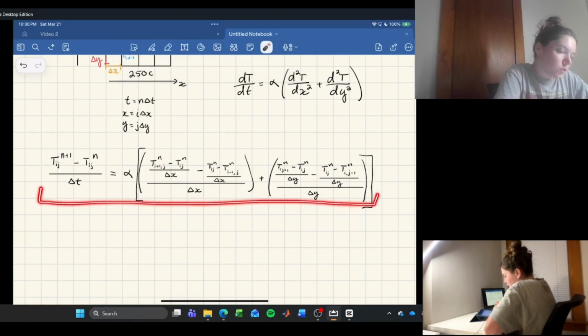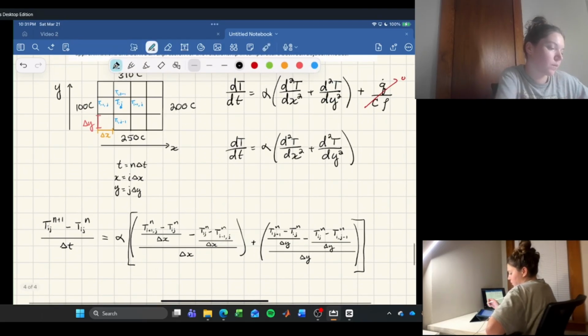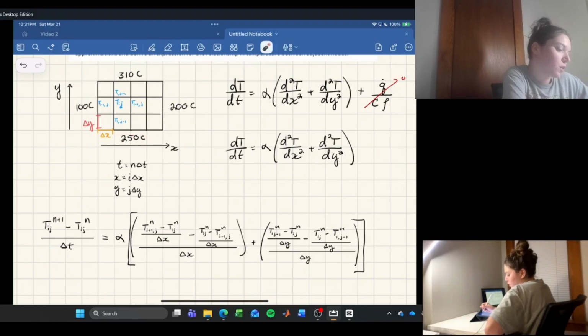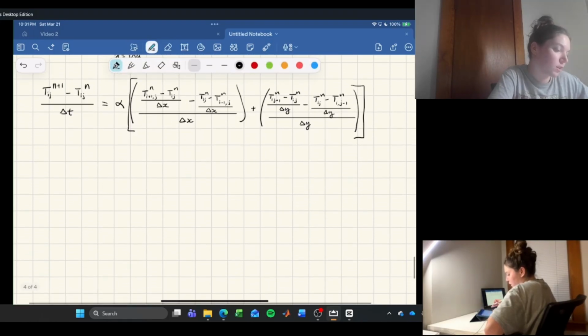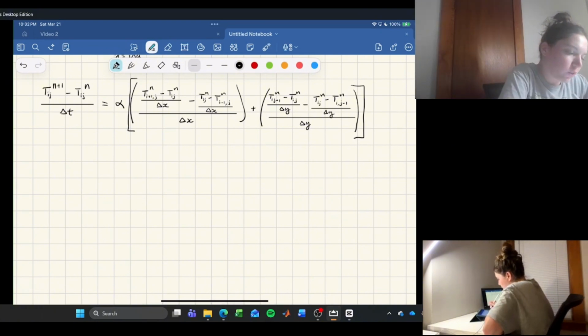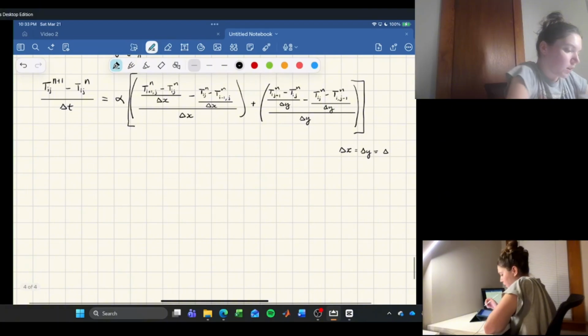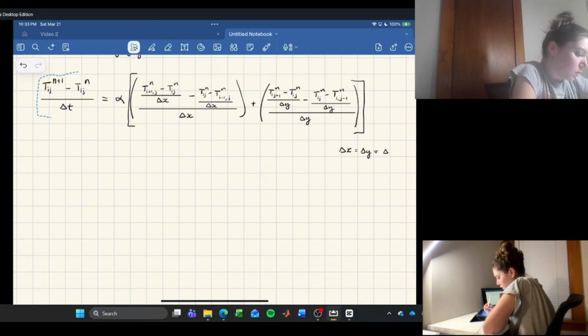But eventually we are going to put this into Excel to map out how this looks using these values of temperature. So let's simplify this further now so we can put it into Excel in a second. Let's say that the change in position in the x direction is the same as the change in position in the y direction. So the overall change in position is delta for the simplification. So now we can simplify this. This part can come down because it stays the same.